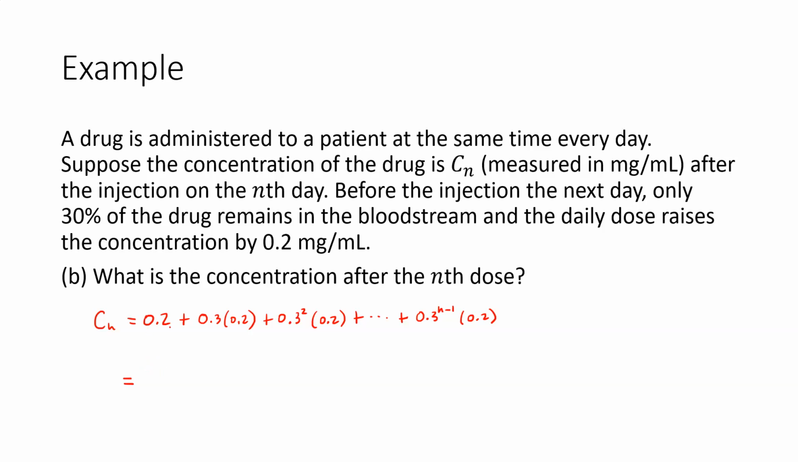So it's a1, which is 0.2, times 1 minus 0.3 to the power of n, over 1 minus 0.3. So that's using my geometric series partial sum formula. This could also be simplified a little bit. 1 minus 0.3 would be 0.7, and then 0.2 divided by 0.7 would be 2 over 7.